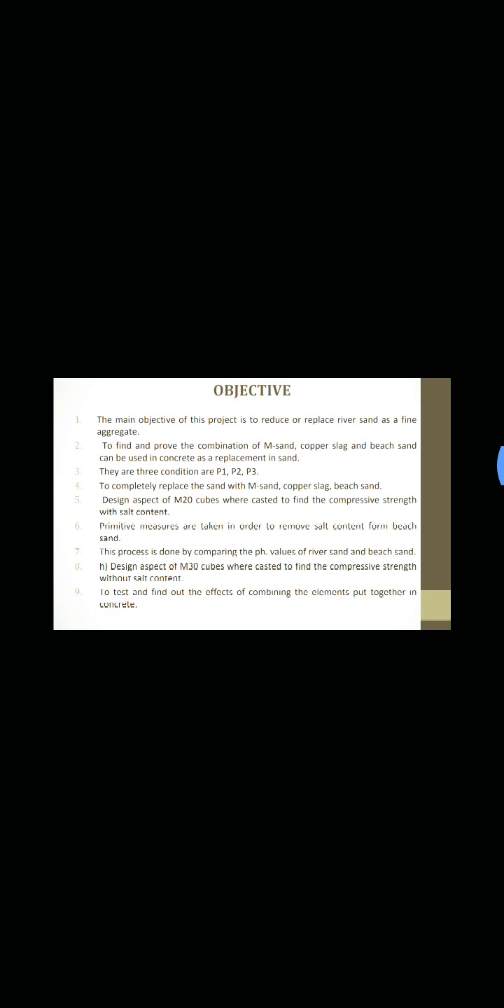We take M20 and M30 as our main design aspects. M20 is where we did not cure the beach sand, and M30 are the cubes where we cured the beach sand. We replaced as much sand as possible, up to 100%.